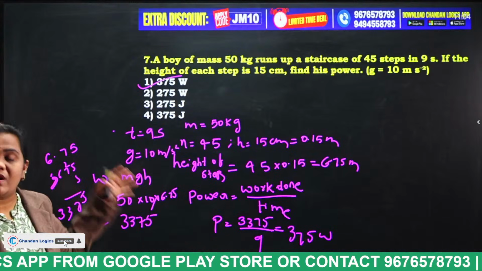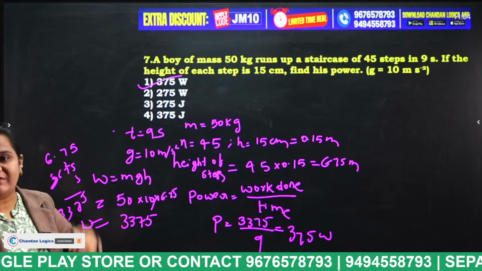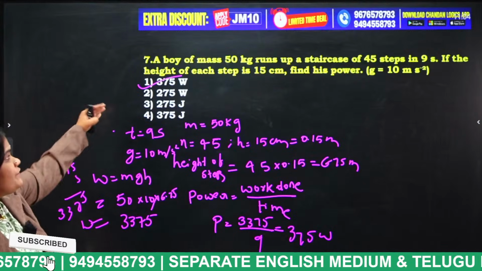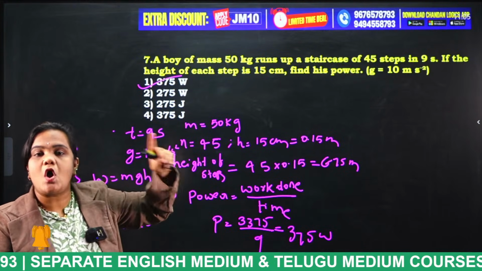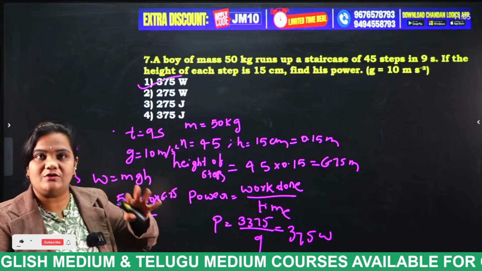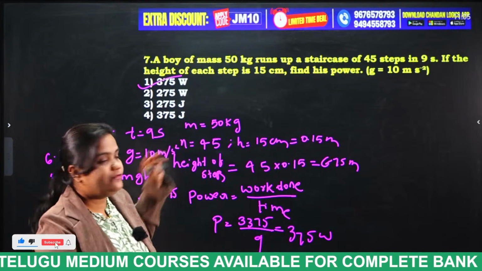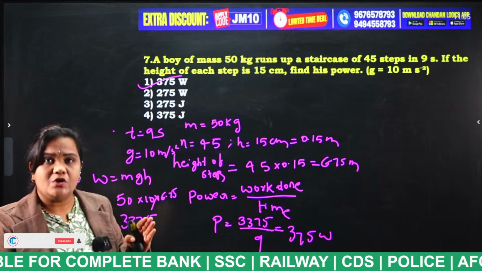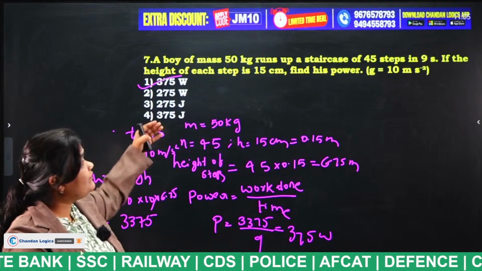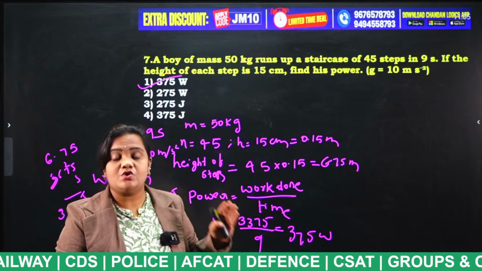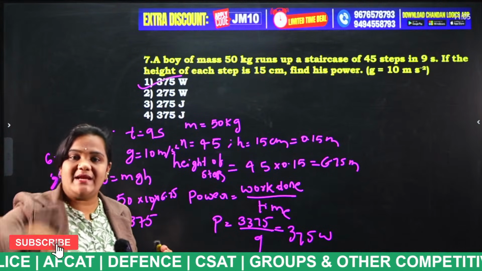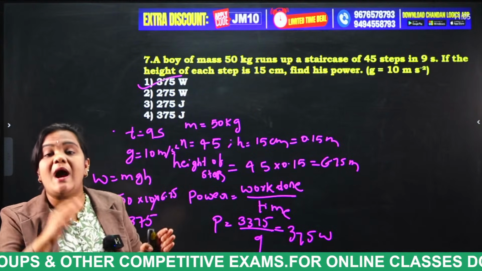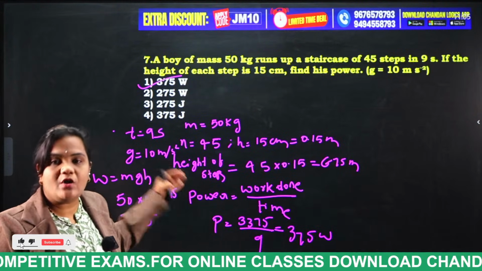Okay, so first of all, what are the given values? We have to write down the given values. The first step to solve any problem is to find the given values. M is equal to 50 kg and they have given how many steps, students? 45 steps. What is the height of each step? 15 centimeters. So now we have to find the height of the staircase. In order to find it, number of steps into height of each step. So we will get the height of the staircase.